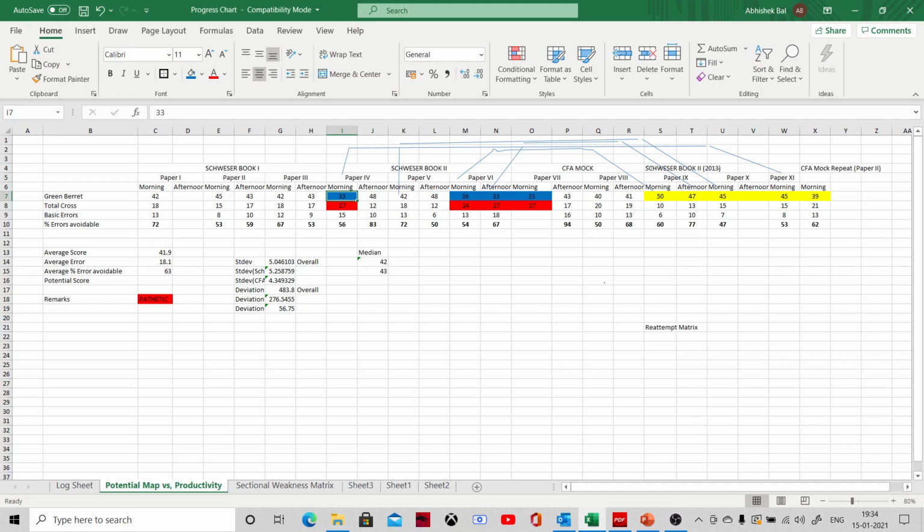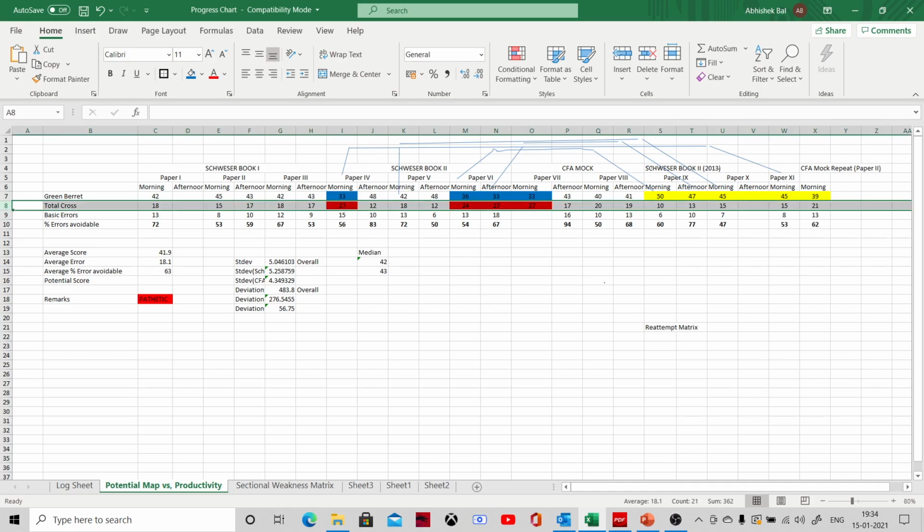All right. Now, let's look at the second row. The second row talks about how many errors I have made, but obviously it's a no brainer. If I have done 42 right, that means 18 would be wrong.